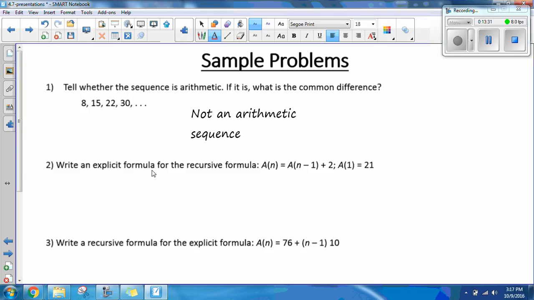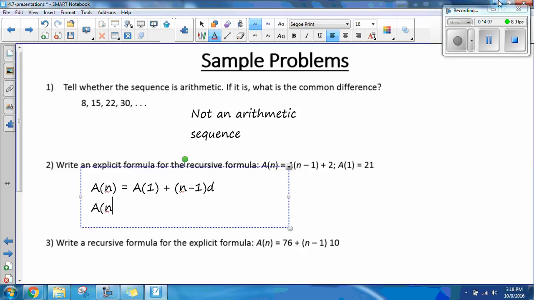Write an explicit formula for the recursive formula a of n equals a of n minus 1 plus 2, where a of 1 equals 21. So remember, our explicit formula looks like a of n, the value of the nth term, equals a of 1, the value of the first term, plus n minus 1 times whatever the common difference is.